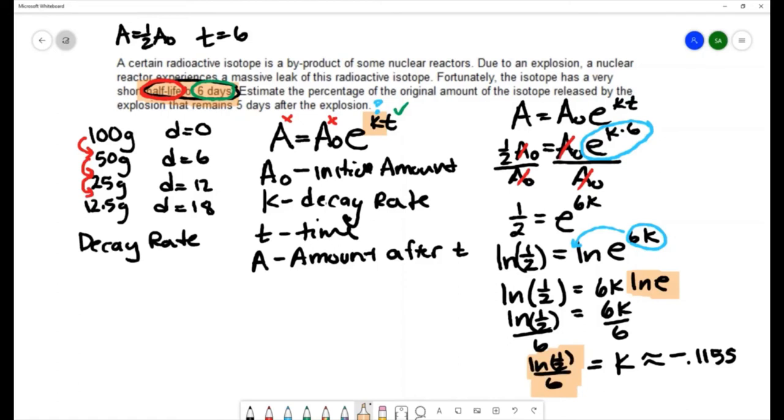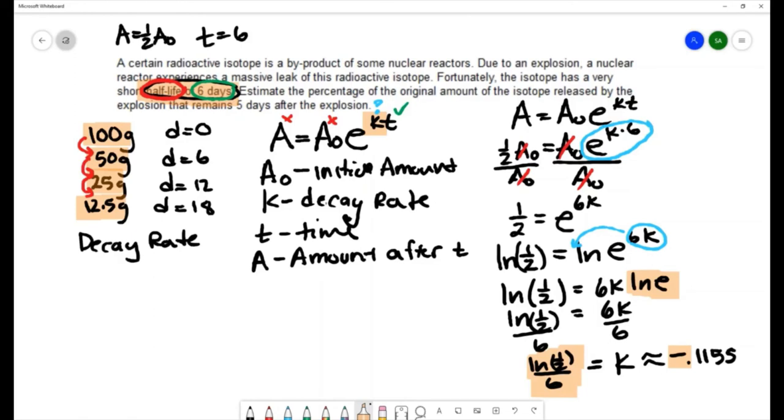I also want to point out to you guys that this value of k came out to be negative, and it comes out to be negative when your amount is getting smaller. In this example, you start off with 100 and you go to 50 and then 25 and then 12.5. That is decaying or getting smaller. When you have something that is growing, we call it a growth rate, and that value will be positive.